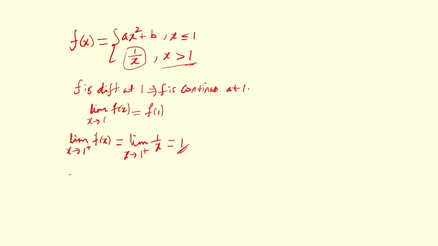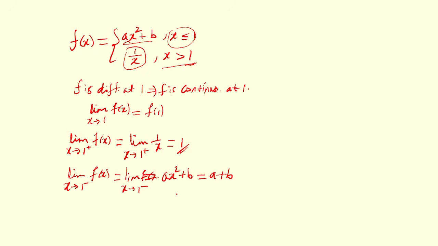And from the left, the limit of the function f of x as x approaches 1 from the left, x less than 1. So if x is less than 1, the function is ax squared plus b. So the limit here, f of x is ax squared plus b as x tends to 1 from the left. A polynomial function, the limit is a plus b. So the limit exists means the left and right sided limits are equal. Therefore, a plus b is equal to 1.